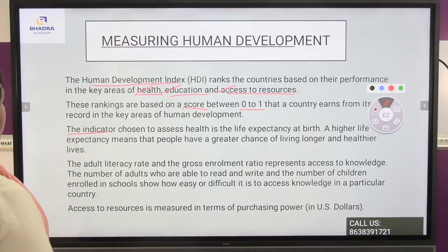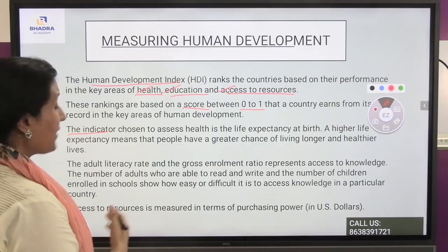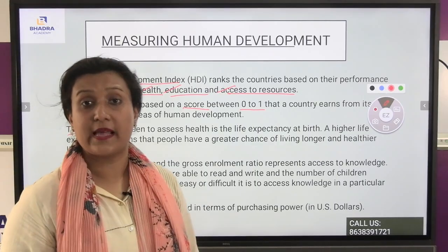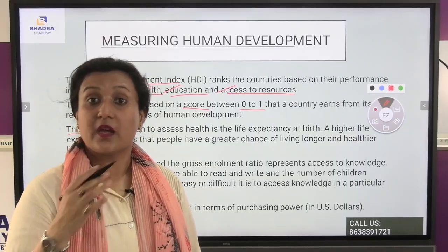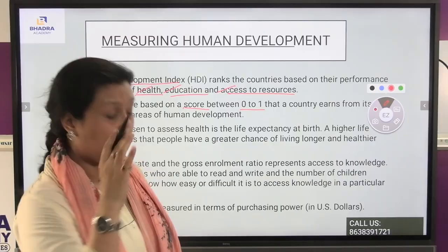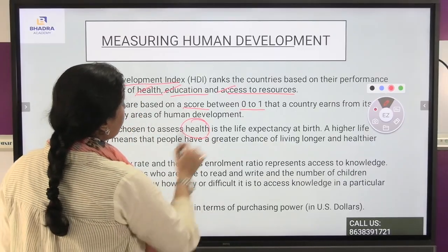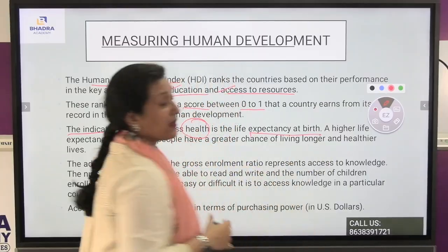Now, the indicator. The indicator chosen to assess health is the life expectancy at birth. A higher life expectancy means that people have a greater chance of living longer and healthier lives. Another indicator is access to health. As I have told, education, health. Under health comes the life expectancy at birth.